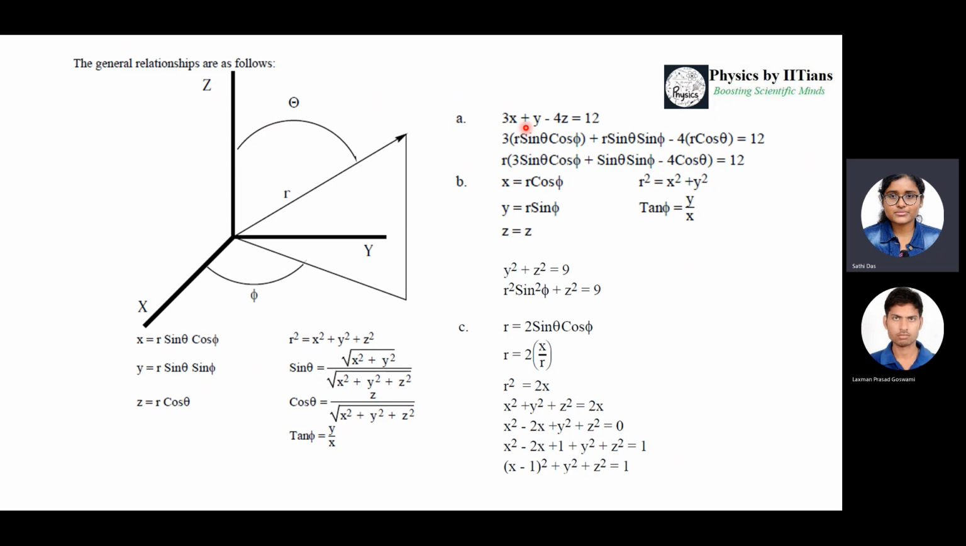So the first function is 3x plus y minus 4z equals 12. So 3 into, in place of x, r sine theta cos phi, plus y, which is r sine theta sine phi, minus 4 times z, which is r cos theta, that should be equal to 12. Simplifying, r is common to all three terms, so it can be written as r times (3 sine theta cos phi plus sine theta sine phi minus 4 cos theta) equals 12.